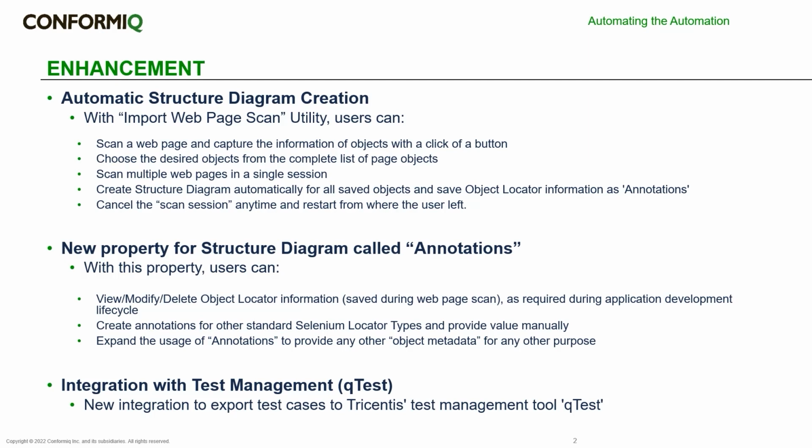The next enhancement is with respect to the new property for the structure diagram. Within this structure diagram, for all the widgets, users can see a new property called annotations. With this property, users can view, modify, and delete the object locator information which is saved during the web page scan, as per the requirement for the specific application development lifecycle. Users can also create annotations for other standard Selenium locator types and provide the value manually. With these new properties, users can also expand the usage of annotations to provide any other object metadata for any other purpose.